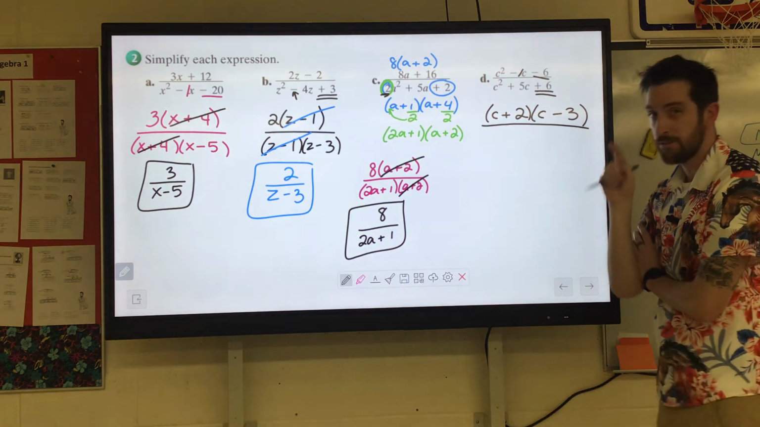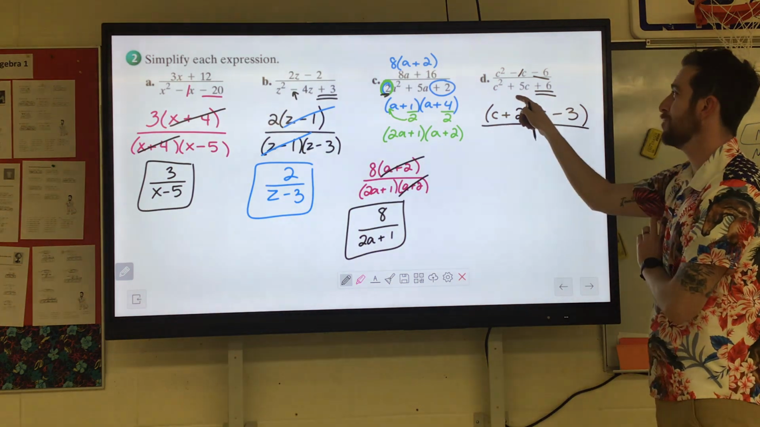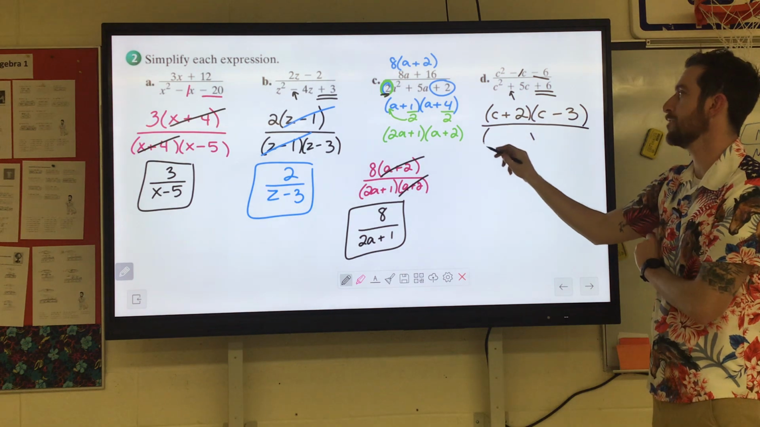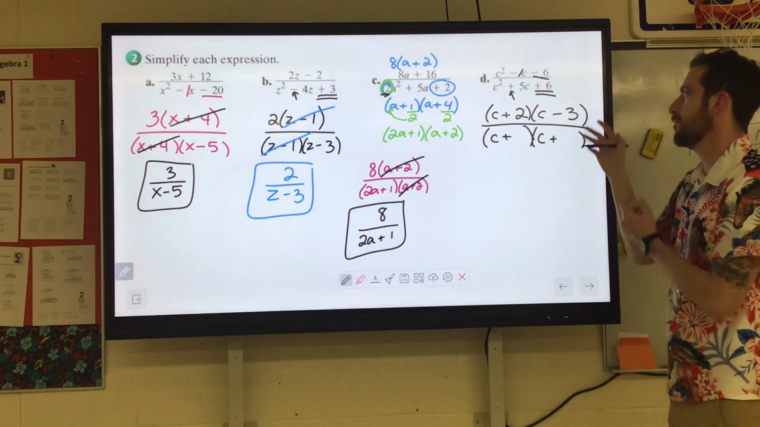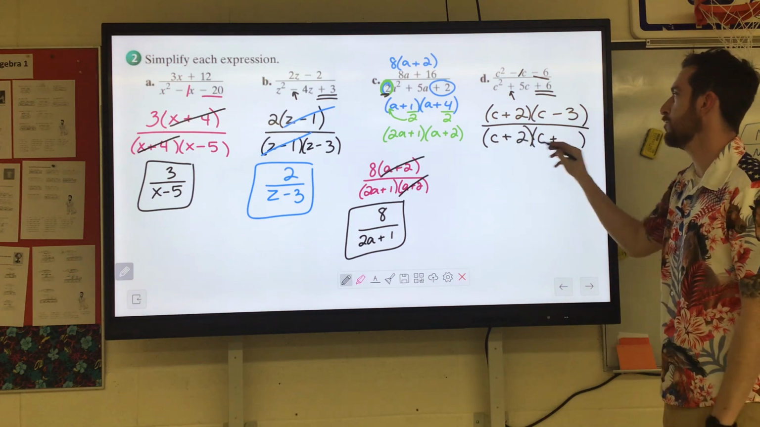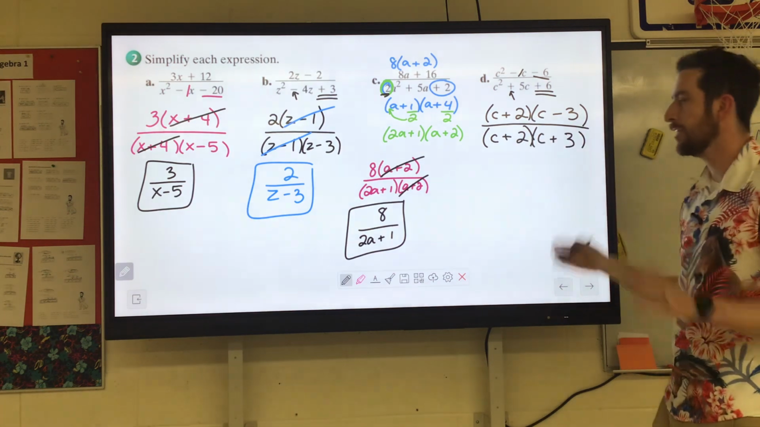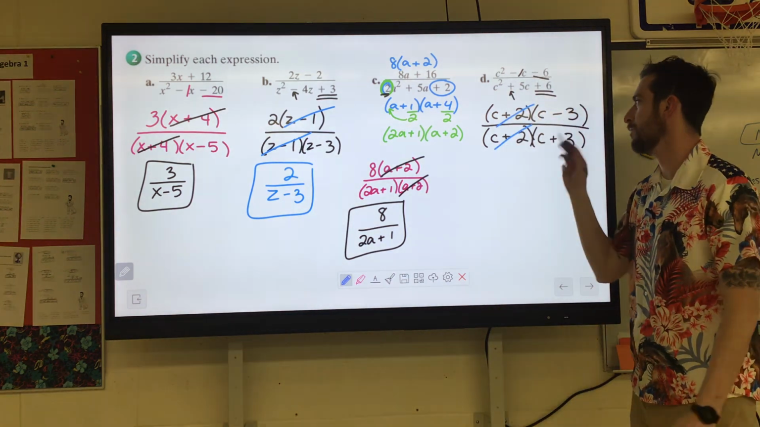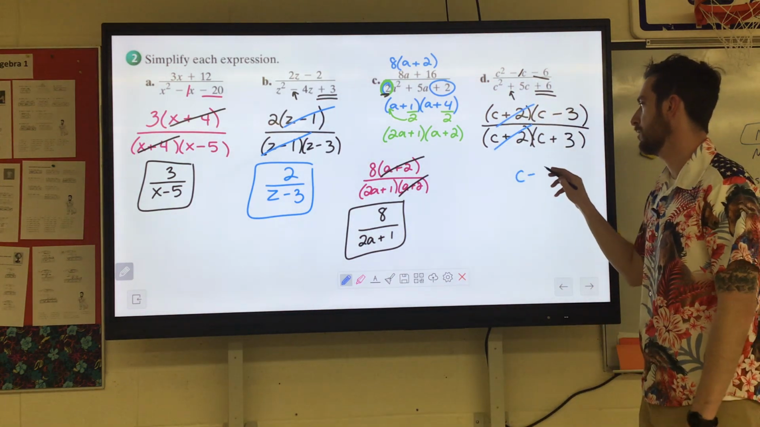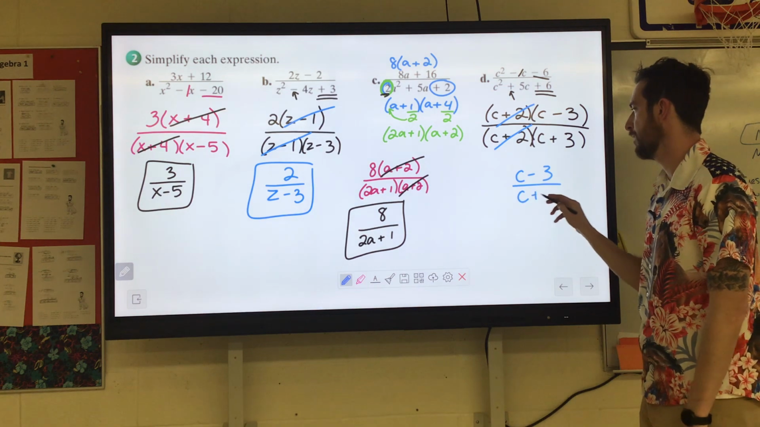We look at the denominator, it ends in plus. So they're both plus or they're both minus. If they add up to positive 5, that means they're both plus. Factors of 6 that add up to 5 would be 2 and 3. Do they have anything in common to cancel out? Yeah, they both have the c plus 2. Get rid of them. C minus 3 over c plus 3.